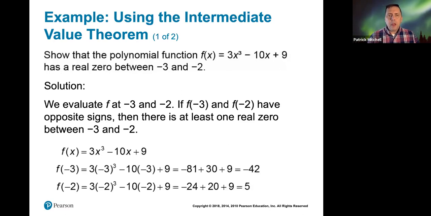So it turns out that f of -3, if you replace all the x's with -3, comes out to -42, which of course is negative. And f of -2 comes out to 5, which of course is positive. So that means by the intermediate value theorem, this function has at least one real 0 between -3 and -2.